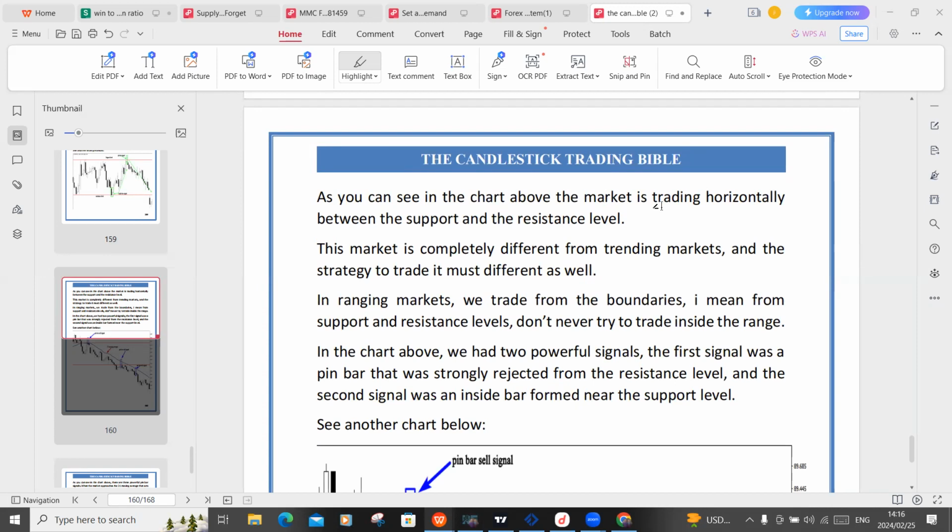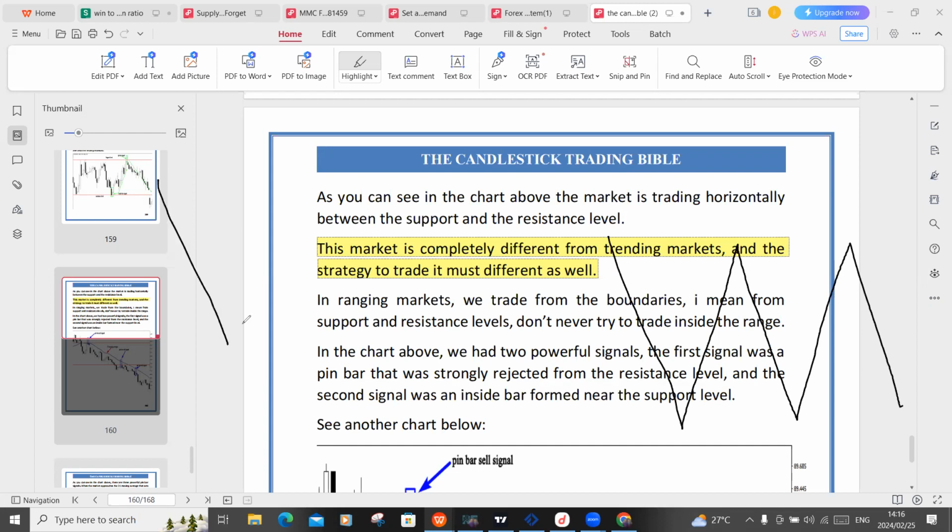As you see in the chart above, the market is trading horizontally between support and resistance level, right? We are ranging, we are in a range. This market is completely different from trending markets, and the strategy to trade it must be different as well. When the market is ranging, we do not use fibs. There is no fib retracement in a range because all the moves are pretty much equal. There is no impulsive, pullback, impulsive. When in a trend, that's where you use your fib. In a range, you don't use fibs. That's also one note you need to make if you haven't made that note already.